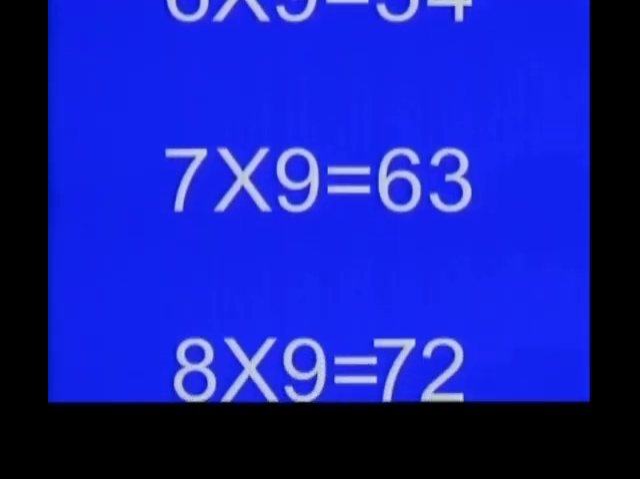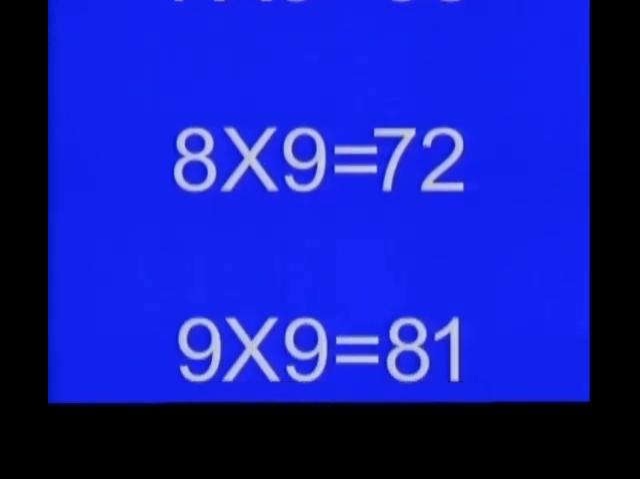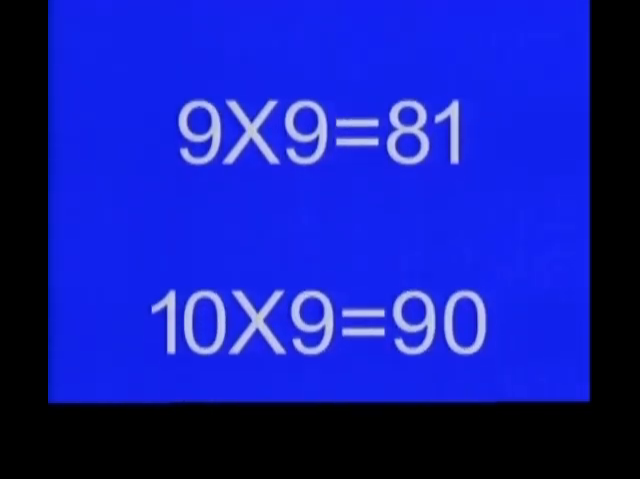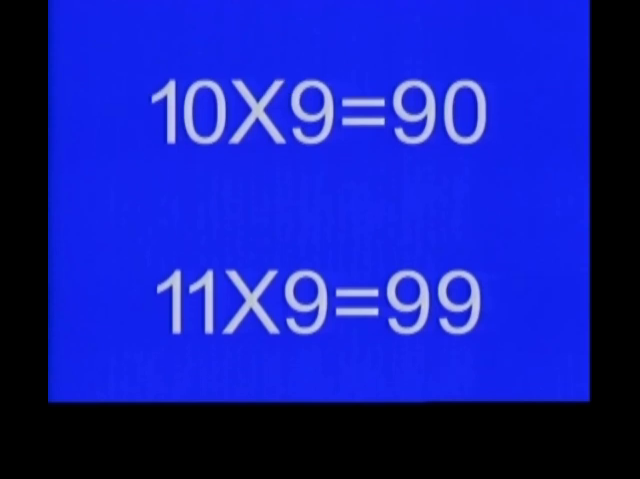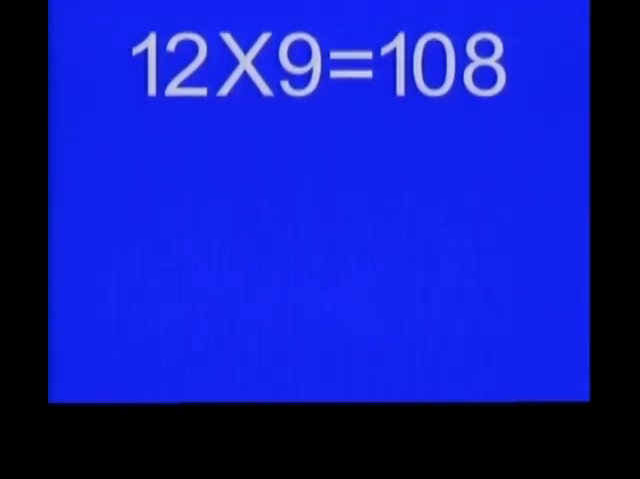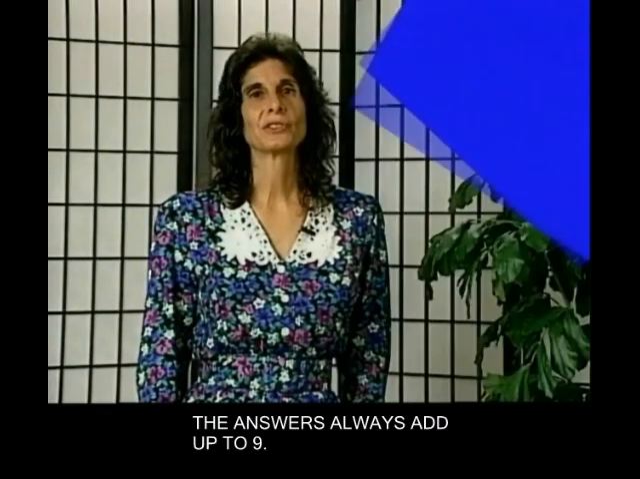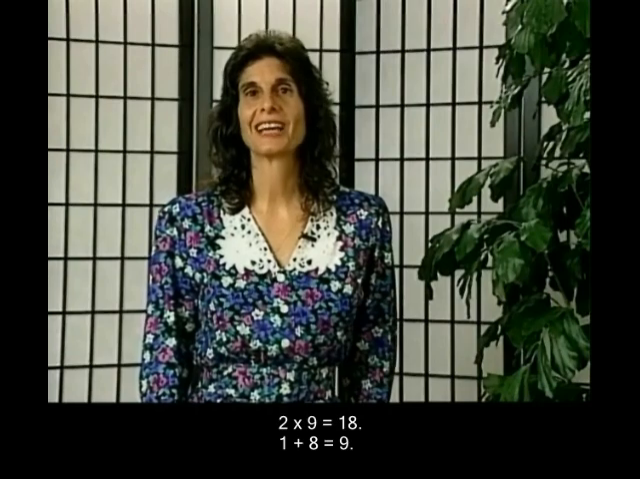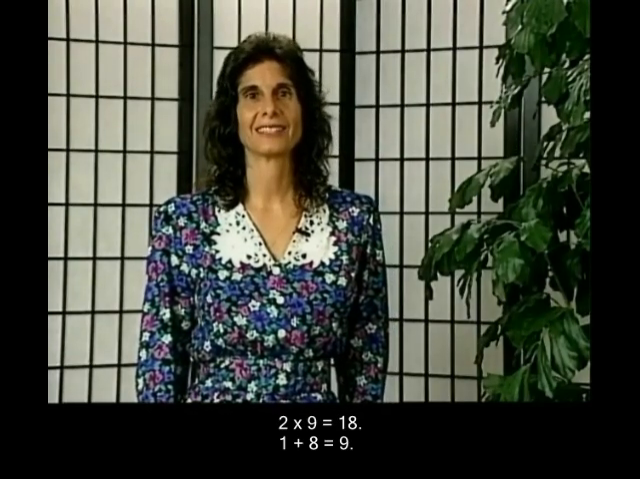7 times 9 is 63. 8 times 9 is 72. 9 times 9 is 81. 10 times 9 is 90. 11 times 9, 99. 12 times 9, 108. The answers always add up to 9. 2 times 9 is 18. 1 plus 8 is 9.